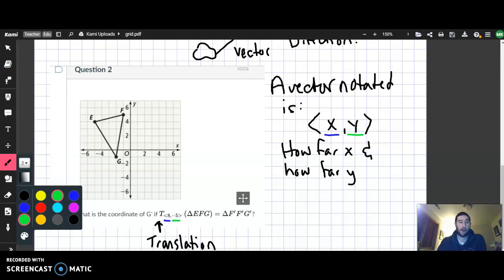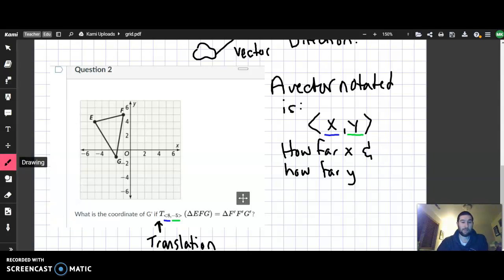And so if I read this sentence right here with some more clarity, essentially, what is the coordinate of G prime if we translate 8 units in the X direction, -5 units in the Y direction for our triangle to get our image, or our pre-image to get our image?